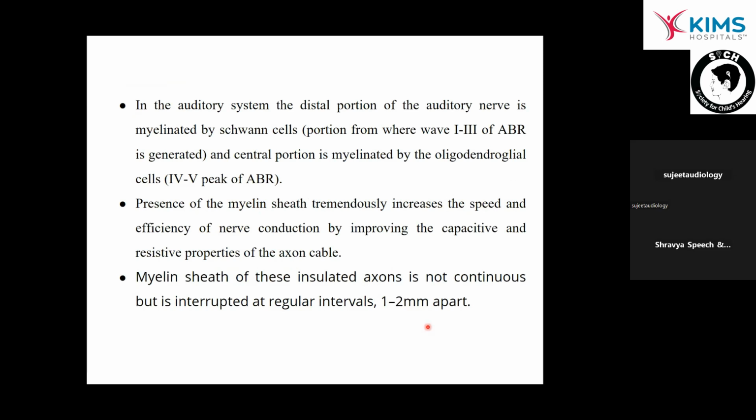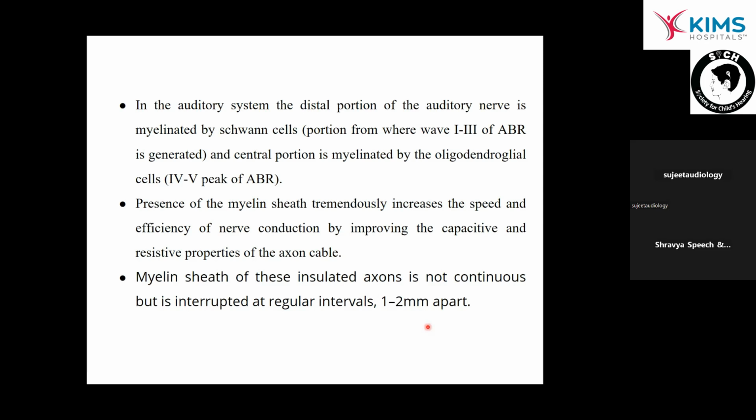So what you have to understand is that the ABR peaks, which are peak 1 and peak 2, are coming from your Schwann cells, whereas peak 3, 4, and 5 are coming from your oligodendroglial cells. Remember this: 3, 4, and 5 are coming from oligodendroglial cells, 1 and 2 are coming from your Schwann cells.